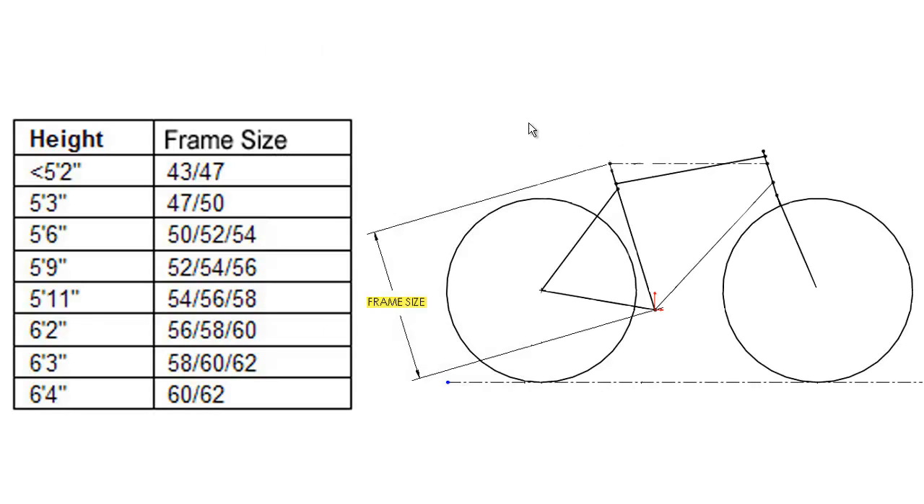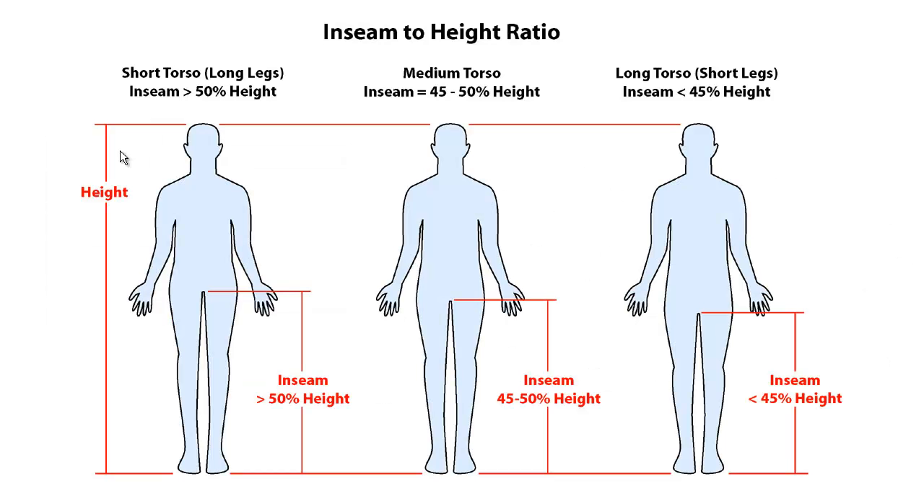The purpose of this video is to allow you to select your frame size using this chart, but before we can do this, we not only need to have our height, we also need to know what our body proportions are. The ratio of our inseam or leg length to our total height is going to determine whether we have a short torso, a medium torso, or a long torso. And this is going to play into the final decision of our frame size. We'll come back to this diagram in a moment.